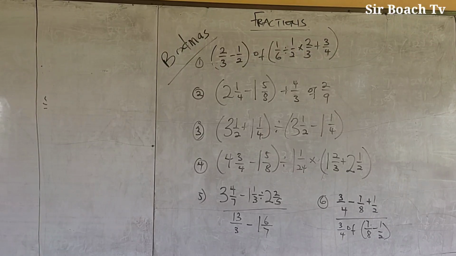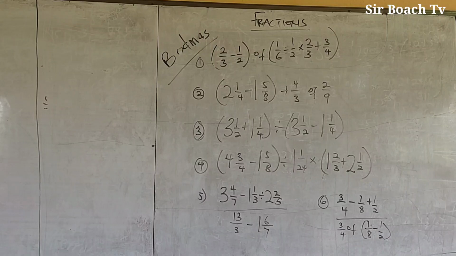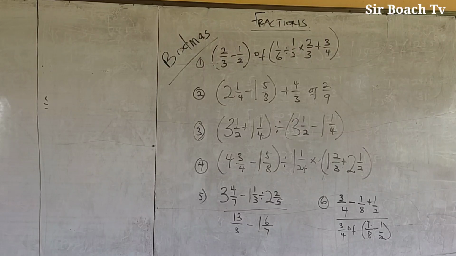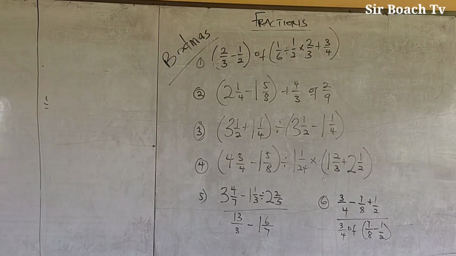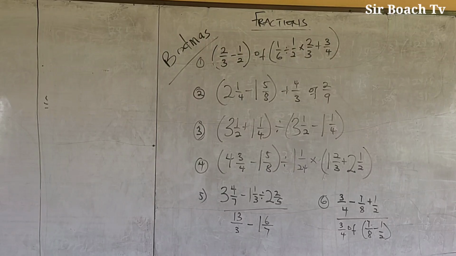Now the first question says 2 on 3 minus 1 on 2 in one bracket, of 1 over 6, divided by 1 on 2 times 2 on 3 plus 3 on 4, also in one bracket. So it's very simple. You use BODMAS, you solve the brackets separately. After that, you let the "of" work at the last step, then you get your answer. Now number 2 says 2 1 over 4 minus 1 5 over 8 in one bracket. Then we also have 4 over 3 of 2 over 9.